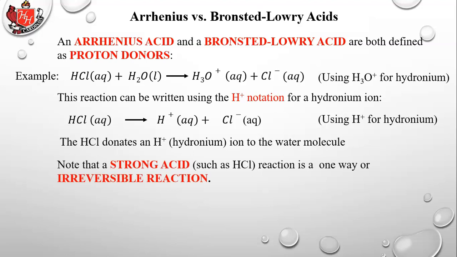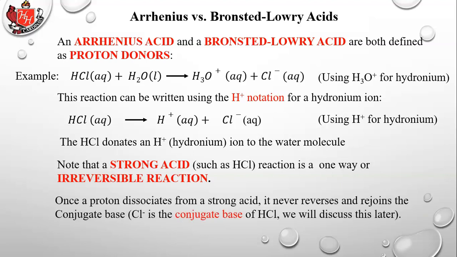Note that a strong acid reaction, and I haven't defined that yet, but this is called a strong acid reaction, such as HCl, is a one-way or irreversible reaction. Let me just quickly define that right now. A strong acid is one in which every single one of the acid molecules, the HCls, gives up its proton to a water molecule. You'll learn that definition in a later lesson. Once a proton dissociates, dissociate means breaks away from a strong acid, it never reverses and rejoins the conjugate base. That's something that I don't know we're going to define in this class except right here. Cl- is the conjugate base of HCl, and I'll define that later.